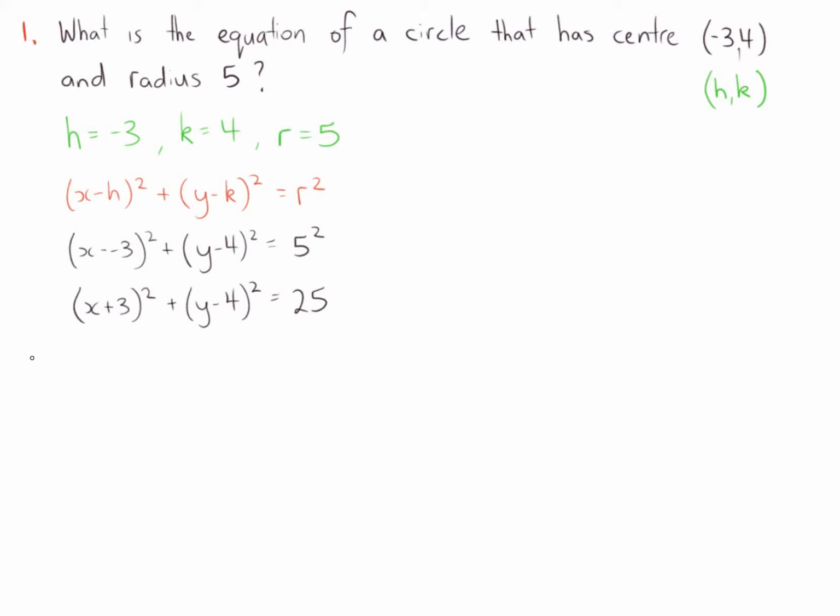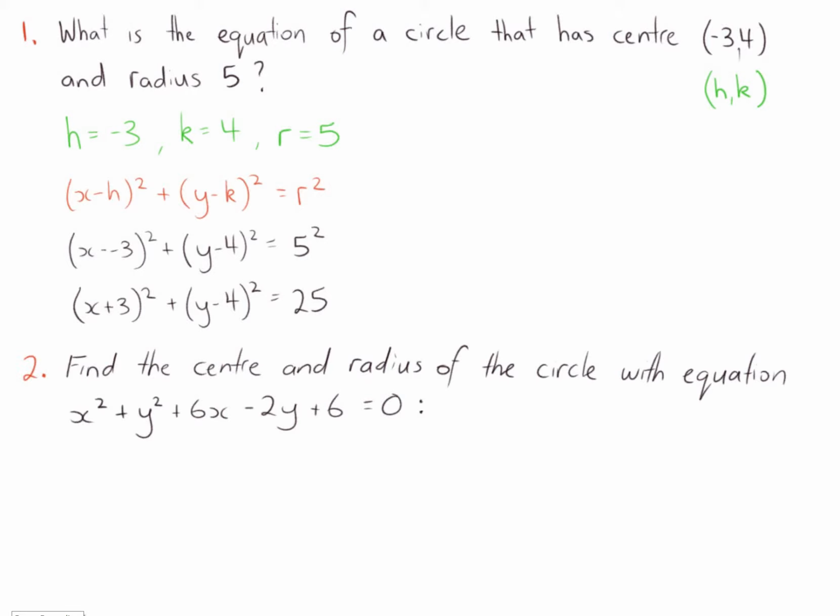Let's have a look now at example 2. Find the centre and radius of the circle with equation x squared plus y squared plus 6x minus 2y plus 6 equals 0. Now this equation does not look like the form that we've talked about, (x minus h) squared plus (y minus k) squared equals r squared. So we're going to have to turn it into that form. And the way we will have to do that is by completing the square.